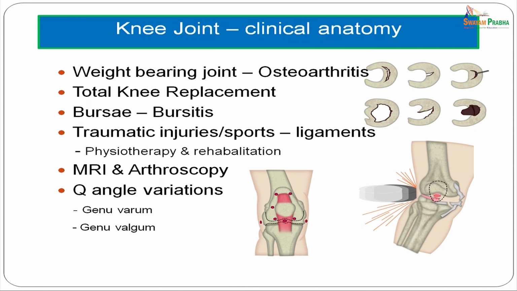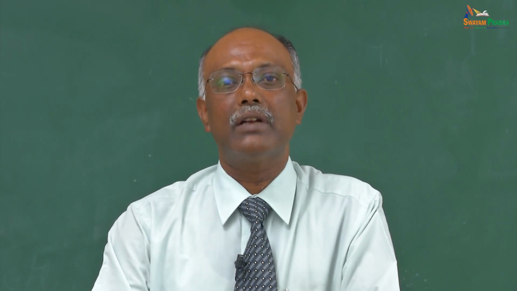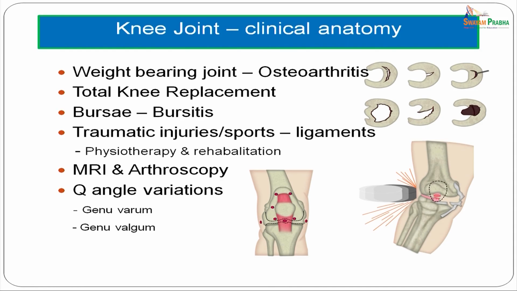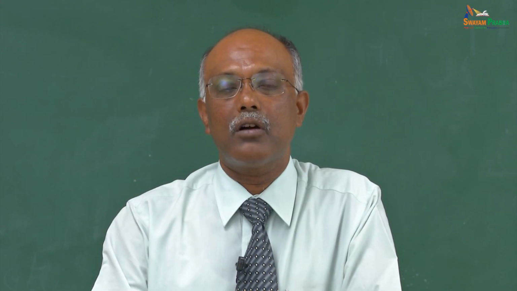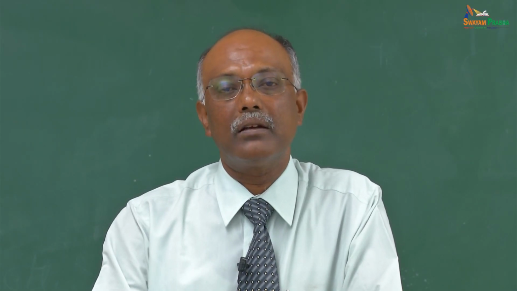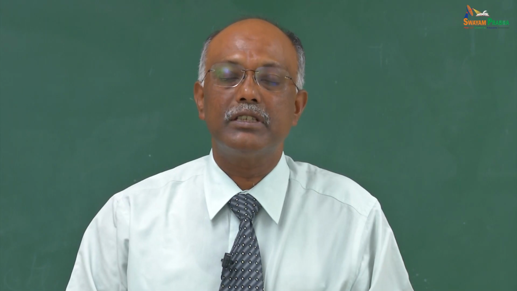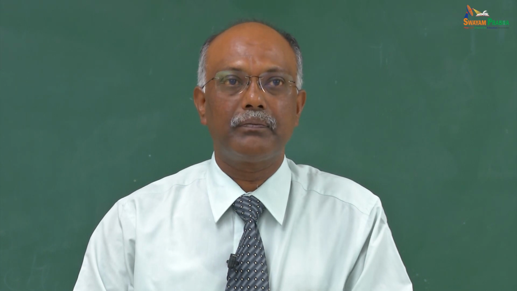MRI and arthroscopy are diagnostic procedures which allow one to see and visualize the structures within the knee joint. There is something called the Q angle or the quadriceps angle, which is essentially the angle between the long axis of the thigh and the long axis of the line of gravity. Variations in the Q angle result in conditions like genu varum, which are commonly called bow legs, and genu valgum, which are the knock knees. With this basic introduction, let us proceed on to the knee joint as such.